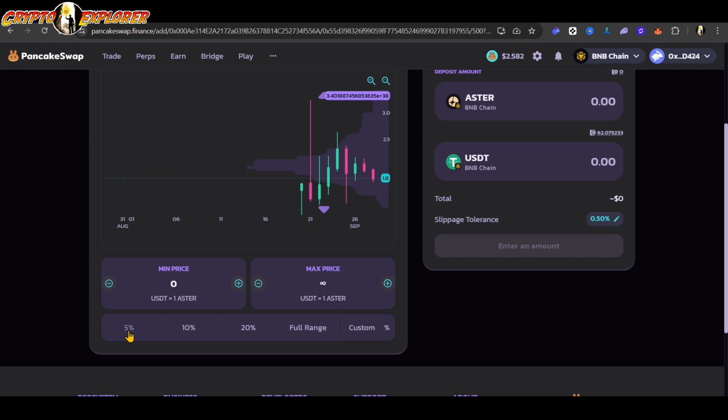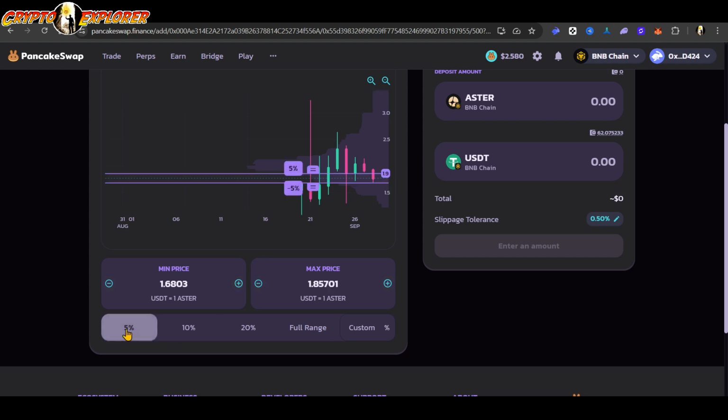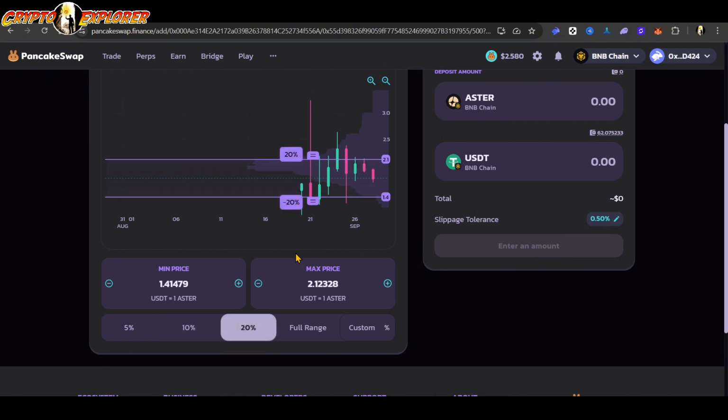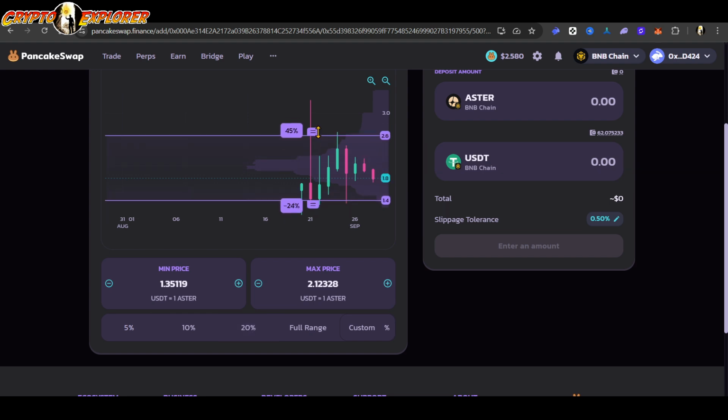All right, so by default you have action buttons that allow you to quickly input a 5% range on the upside and downside, so overall a 10% range. A 10% range gives you overall 20%, minus 10 plus 10% around the current price, right? And then we have 20%. These are quick action buttons. You can then go ahead and manually adjust the selected ranges at will.